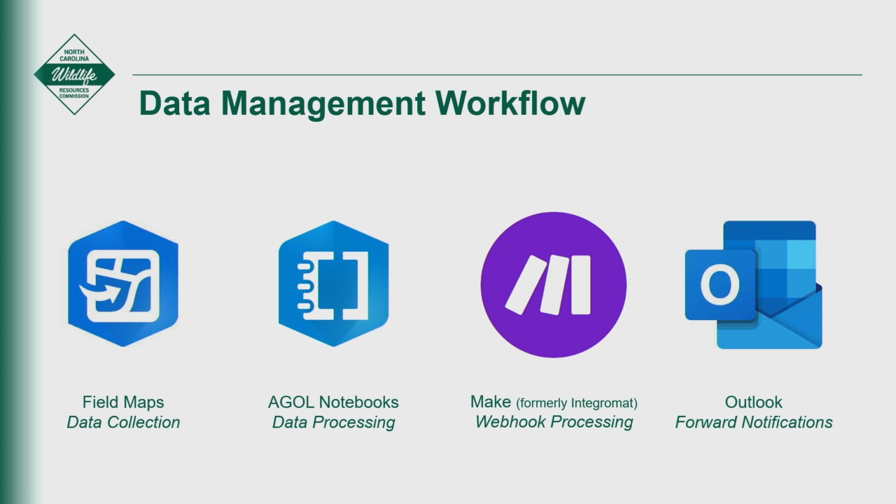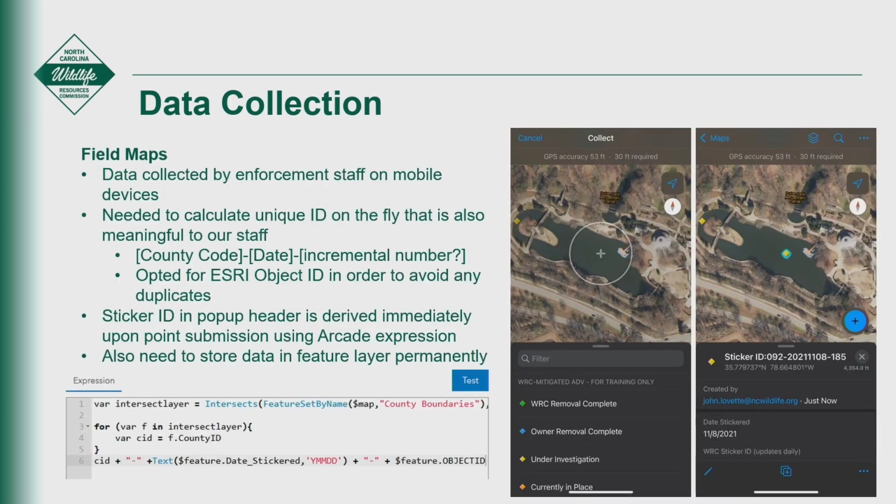After bouncing around a bunch of different options, we settled on Make, which was formerly called Integromat. If you haven't heard of Make yet, Integromat is now Make, to handle the email notification system. And then it sends an email to Outlook, which then gets forwarded out to the relevant parties. So data is collected by our enforcement staff with this nice field maps application.